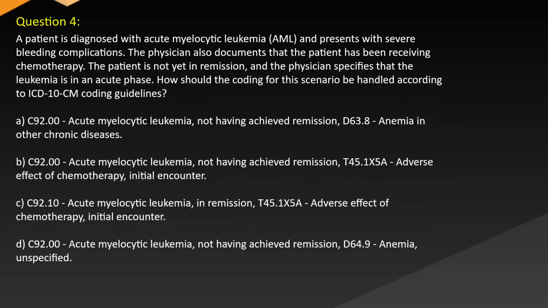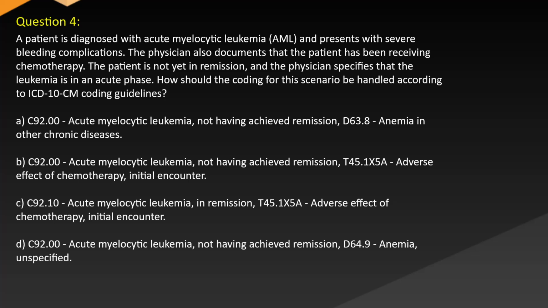Question 4. A patient is diagnosed with acute myelocytic leukemia, or AML, and presents with severe bleeding complications. The physician also documents that the patient has been receiving chemotherapy. The patient is not yet in remission, and the physician specifies that the leukemia is in an acute phase. How should the coding for this scenario be handled according to ICD-10-CM coding guidelines?